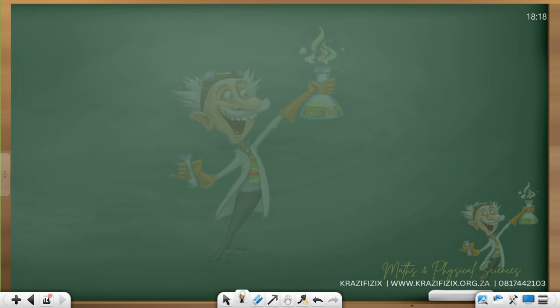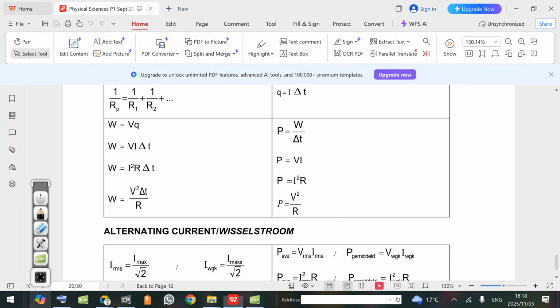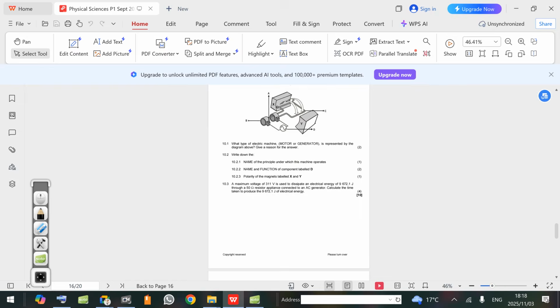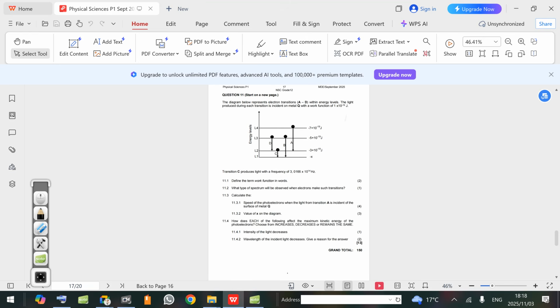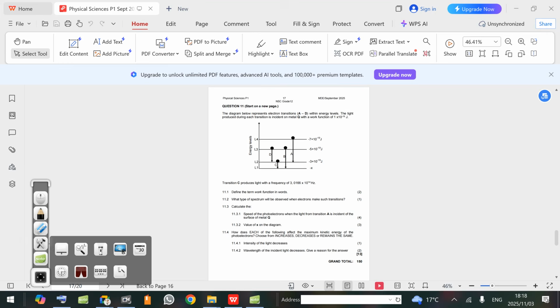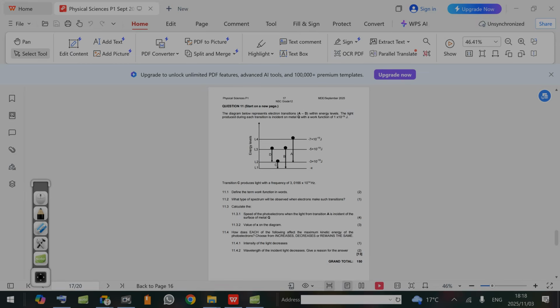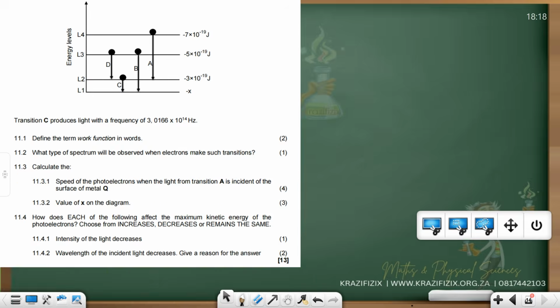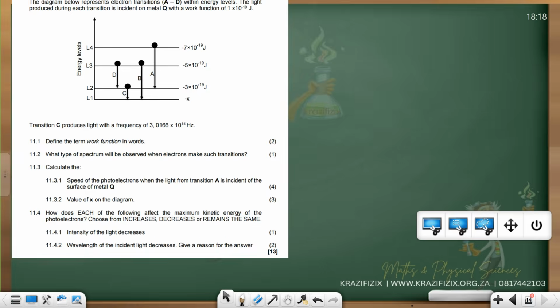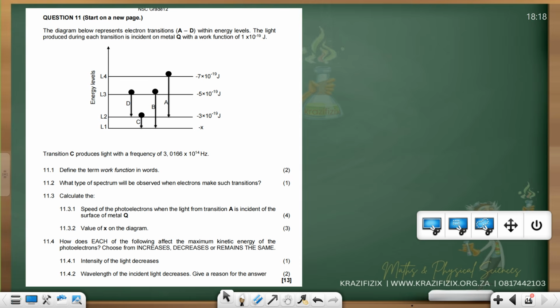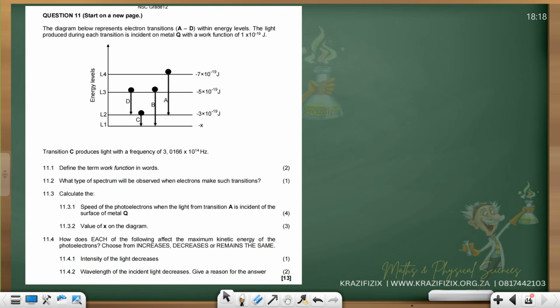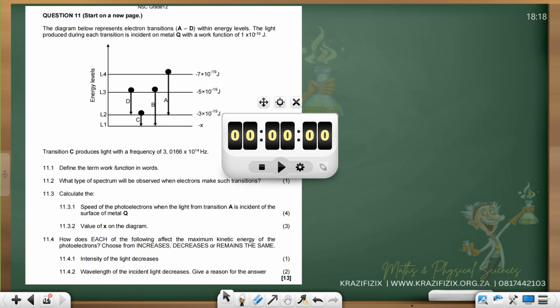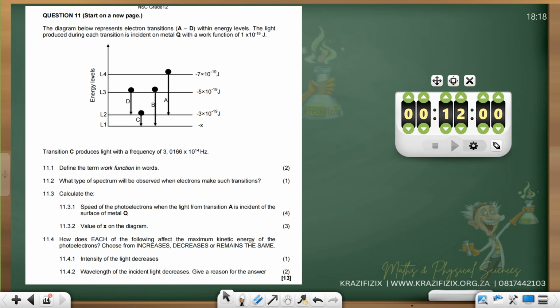The last one. Let's run through our last question. We made it. We're doing all the four that we said we would. Oh, yummy. Photoelectric effect. Okay, quickly. 10 minutes. Added 1 more minute.